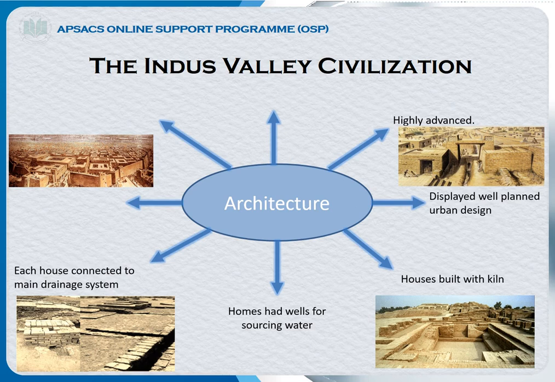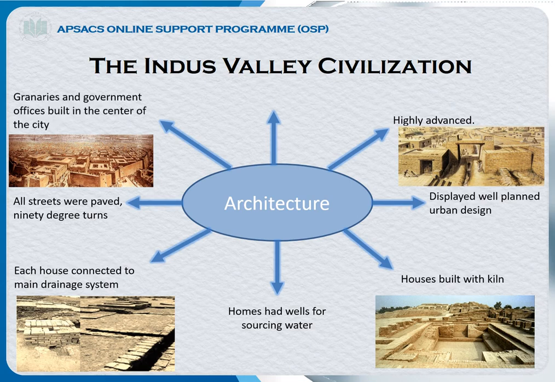designed, and each house was connected with the main drainage canal of the settlement. And these house drains were connected with road drains which emptied into a larger underground drain. All streets were paved and they had 90-degree turns. Their granaries and government offices were built in the center of the city. And the cities also had high walls to protect the settlements from invaders. Now from this architectural view, we can very well imagine how skilled and well managed this civilization was.